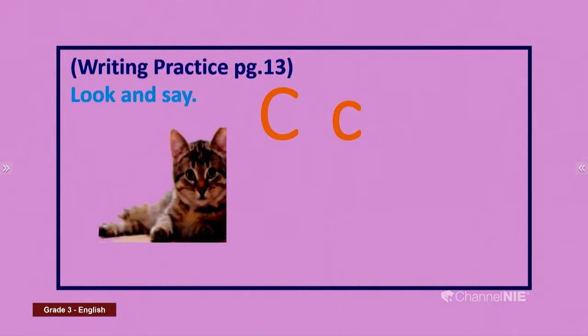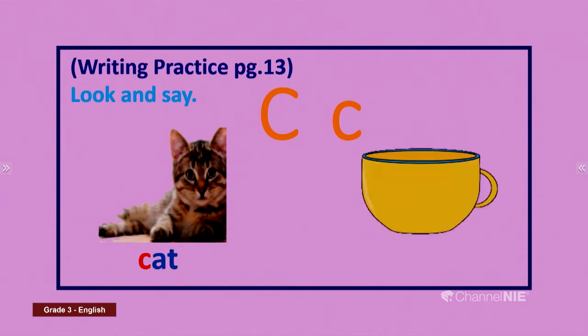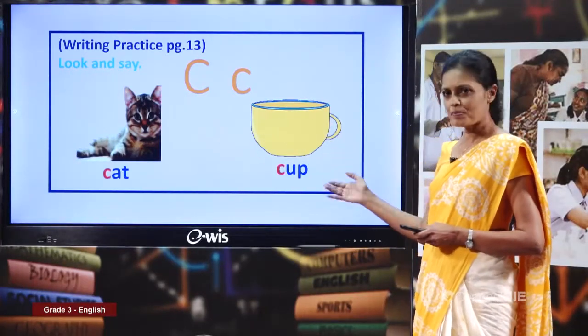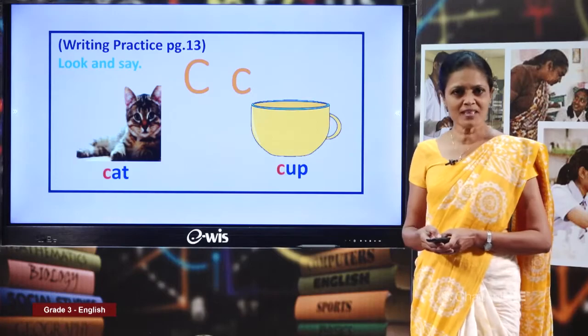What can you see in the picture? A cat. What is the first letter? C. C and the sound is K. Look at this picture. Cup. What is the first letter? C. What are the pictures? Cat and cup. Let's look at some other pictures.